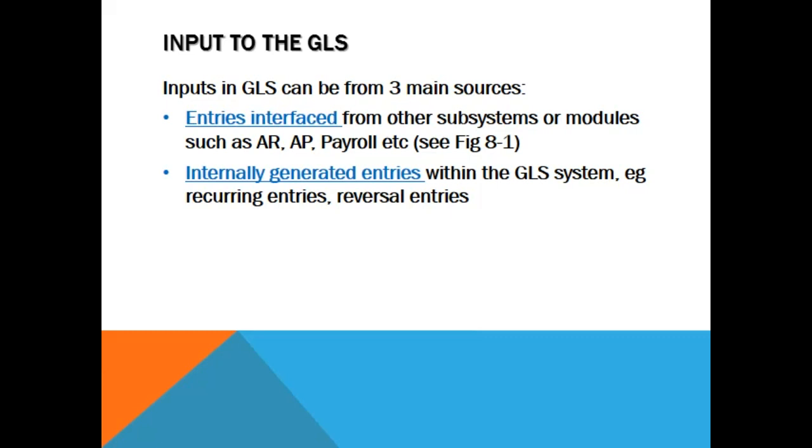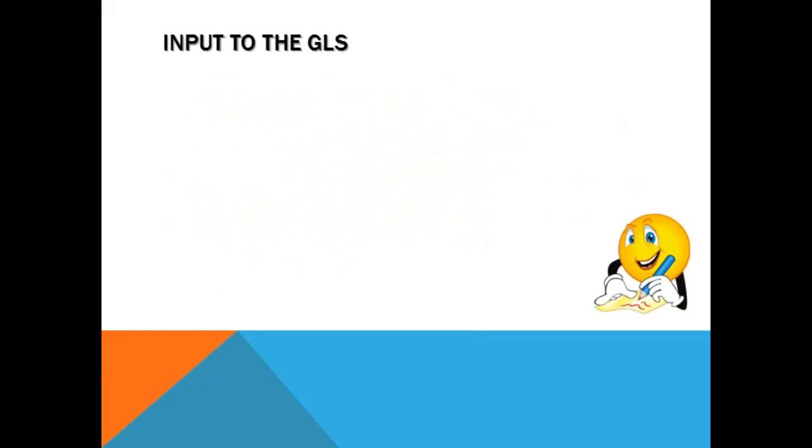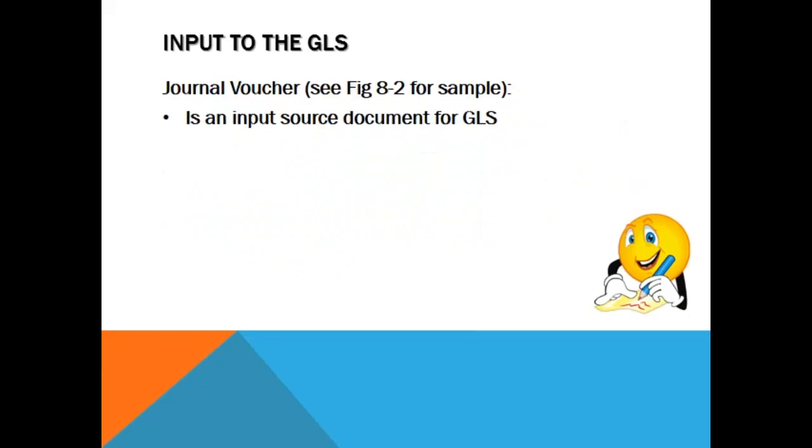And the third source of input would be manual entries entered into the GLS, which is usually supported by a journal voucher that's been approved by a responsible manager. These are generally for less frequent transactions, such as the buying of a fixed asset, as well as for balance day adjustments. The source of input to the GLS is the journal voucher.